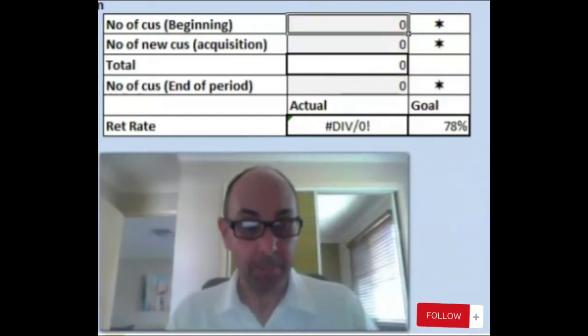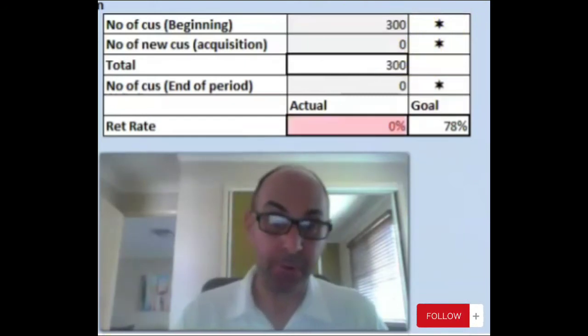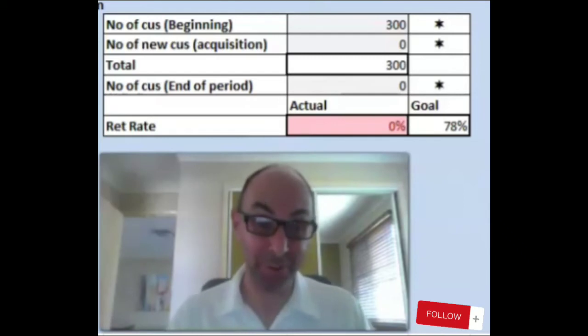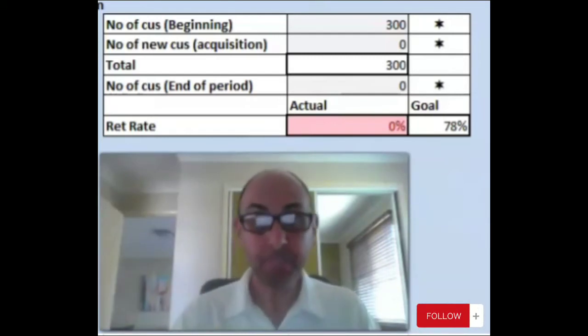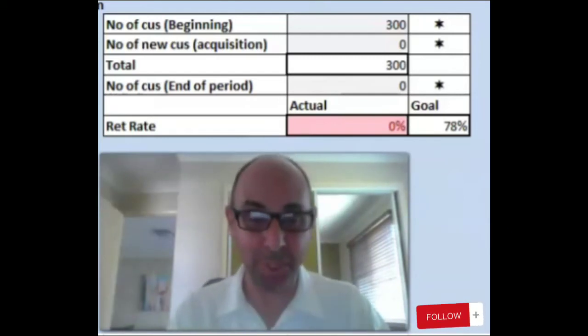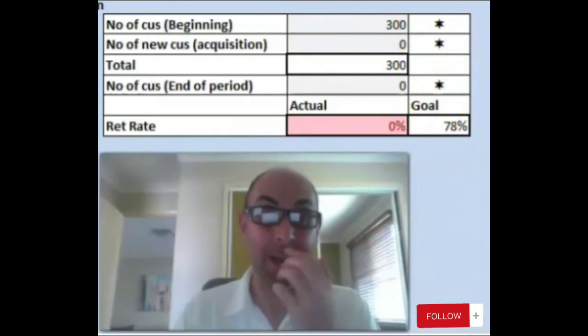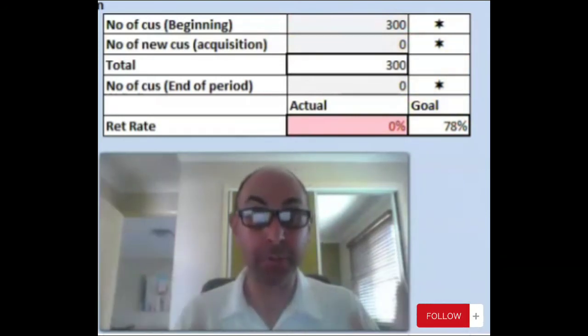So if I just plug in a figure, and again, this is going to be different to everyone. Some businesses may start with 3,000, some may start with 0 if they're a startup. I like the number 3, so I've just put in 300, right? So that's what we've got at the beginning. At the moment we've got a total of 300 customers that are on our books and spending.